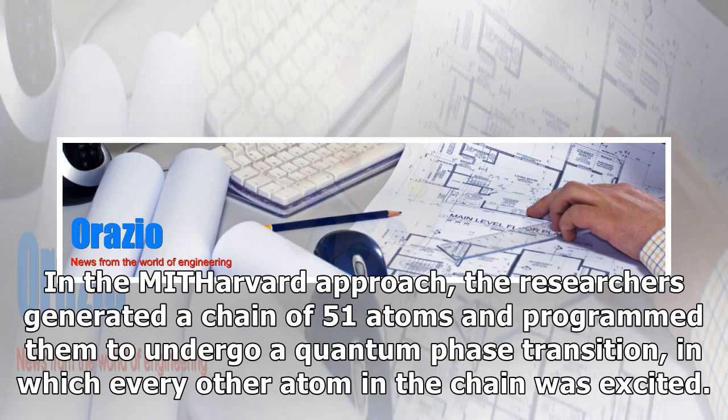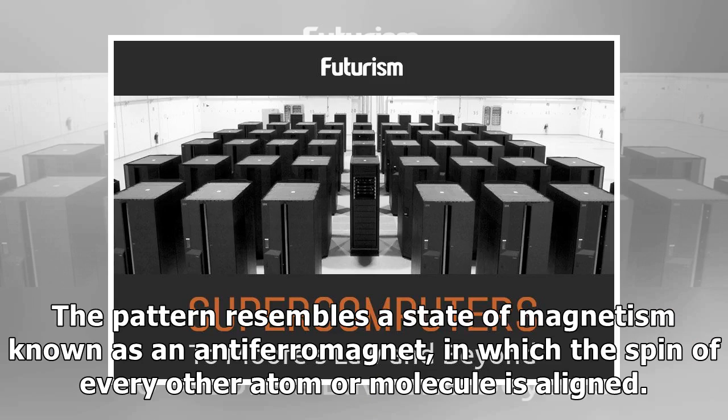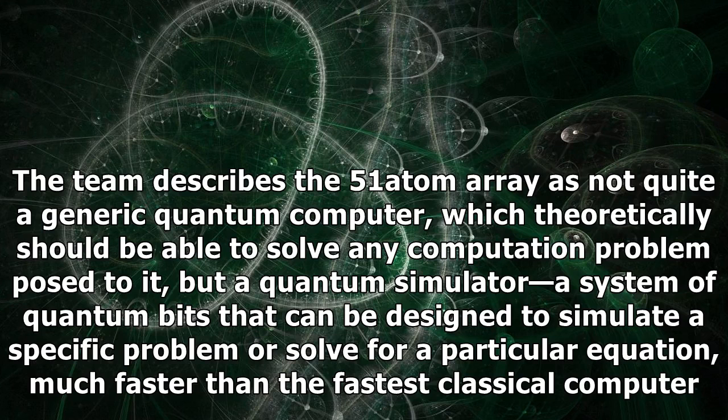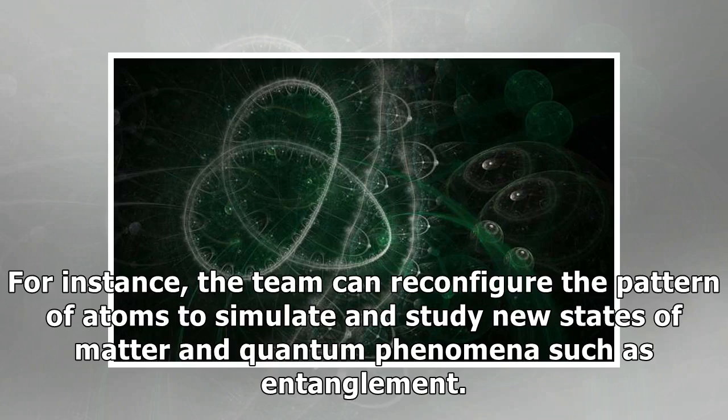In the MIT-Harvard approach, the researchers generated a chain of 51 atoms and programmed them to undergo a quantum phase transition, in which every other atom in the chain was excited. The pattern resembles a state of magnetism known as an antiferromagnet, in which the spin of every other atom or molecule is aligned. The team describes the 51-atom array as not quite a generic quantum computer, which theoretically should be able to solve any computation problem posed to it, but a quantum simulator, a system of quantum bits that can be designed to simulate a specific problem or solve for a particular equation, much faster than the fastest classical computer.